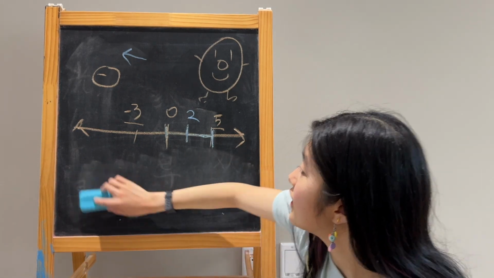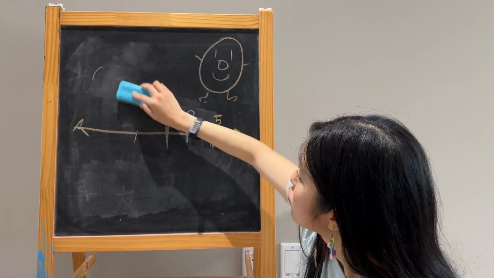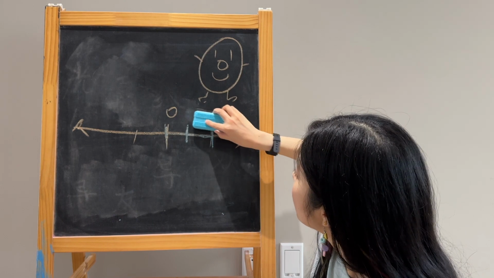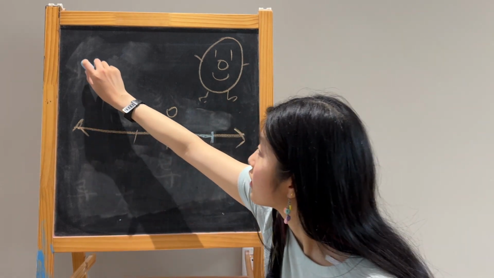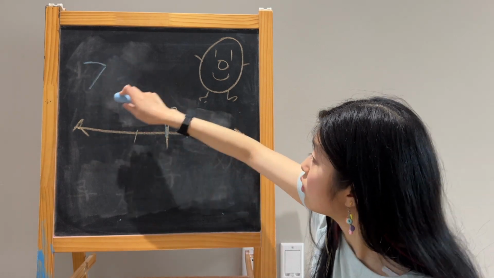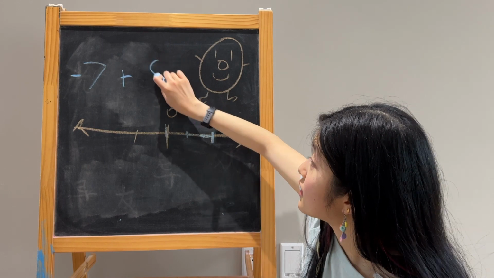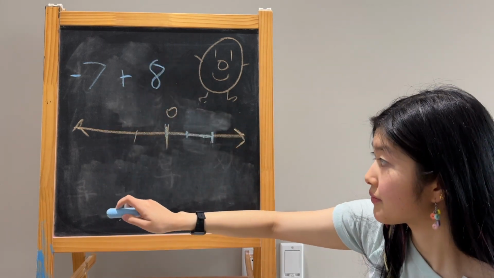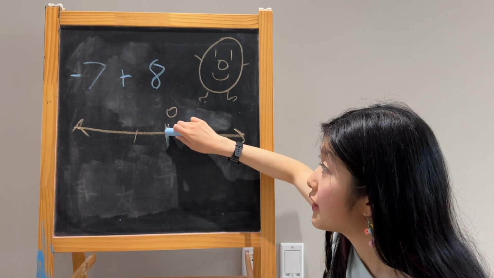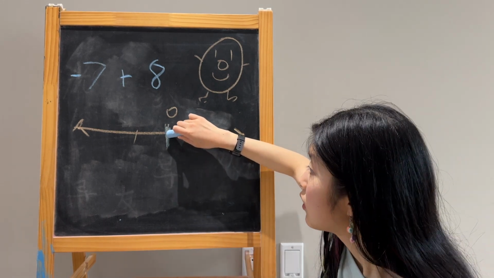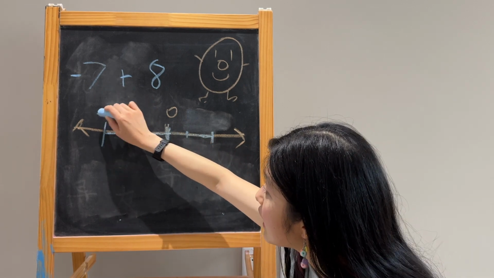Okay, let's try another example. Let's try negative 7 plus 8. So let's start from 0 again, and let's go 7 steps to the left. 1, 2, 3, 4, 5, 6, 7. All the way to negative 7.